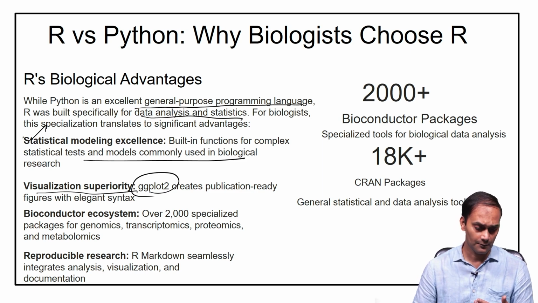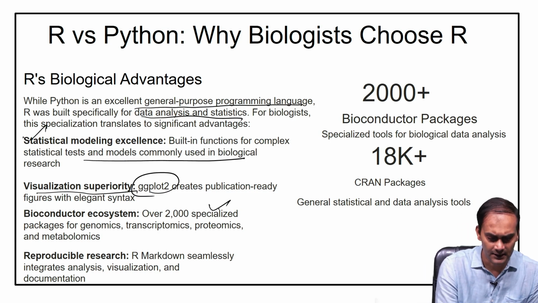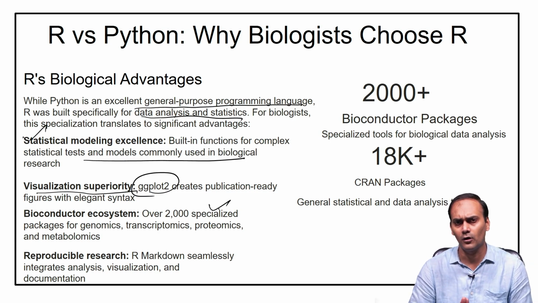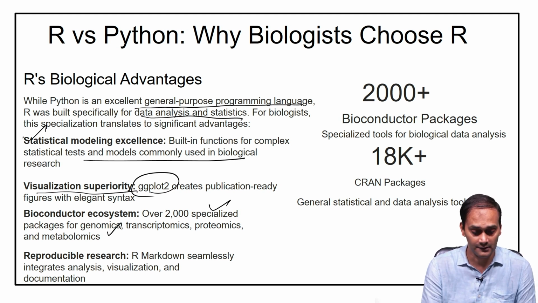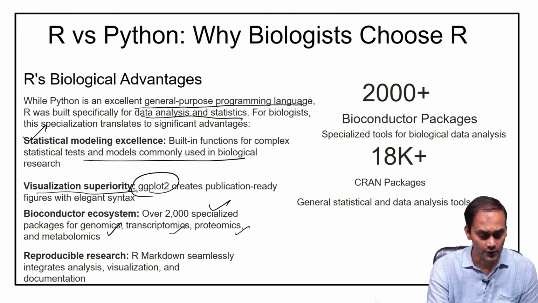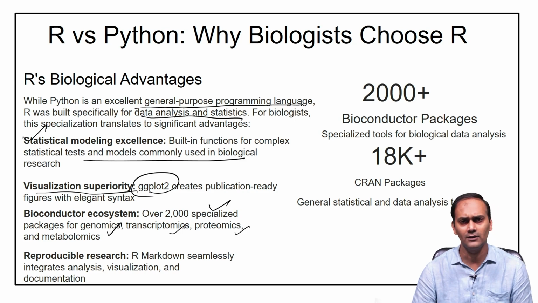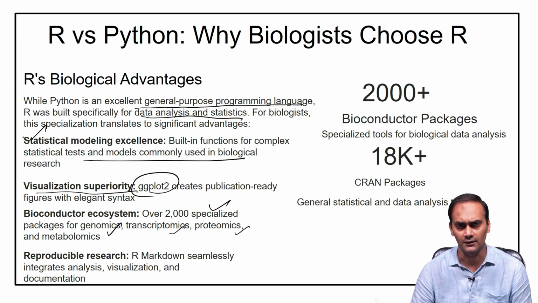Then the Bioconductor ecosystem. The Bioconductor ecosystem has specialized packages for literally everything. If you are studying genomics or transcriptomics, proteomics or metabolomics, any kind of that, you have packages available in R. So again and again I am saying that R is a really specialized tool only and only for biologists.